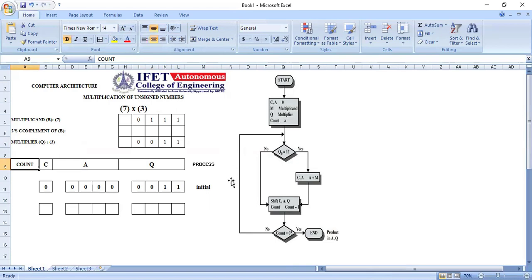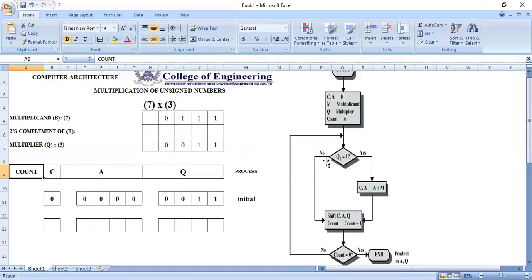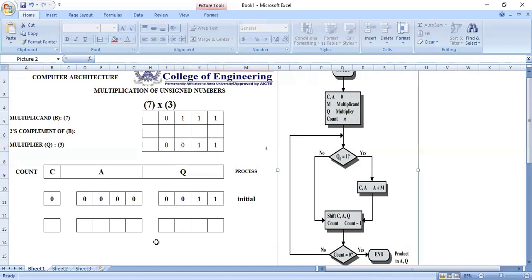So coming to the illustration. Now I have initialized the value of the carry register with 0, the accumulator value with 0, the multiplicand value stored in the B register, and the multiplier value stored in the Q register. Count has been decided as the number of bits in the Q register, so it is equal to 4 bits. Clear? So coming to the first step, what is the first step here?